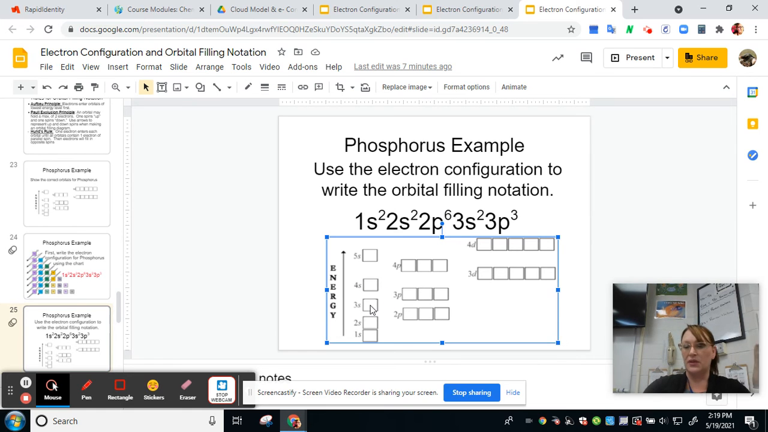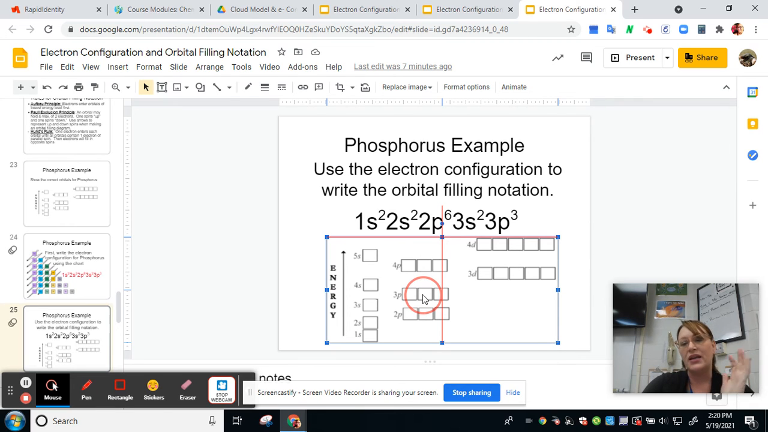3s sublevel can hold 2 electrons, so up, down. And then we get to the 3p, it's going to look a little different. Okay, remember, we only have 3 electrons in the 3p sublevel. So what you're going to do, according to the Hund rule, sometimes it's called the subway rule or the bus rule, because when you get on the school bus in the morning, you don't want to sit right next to somebody. Okay, everybody spreads out. You don't double up with somebody in a seat until all the empty seats are full.